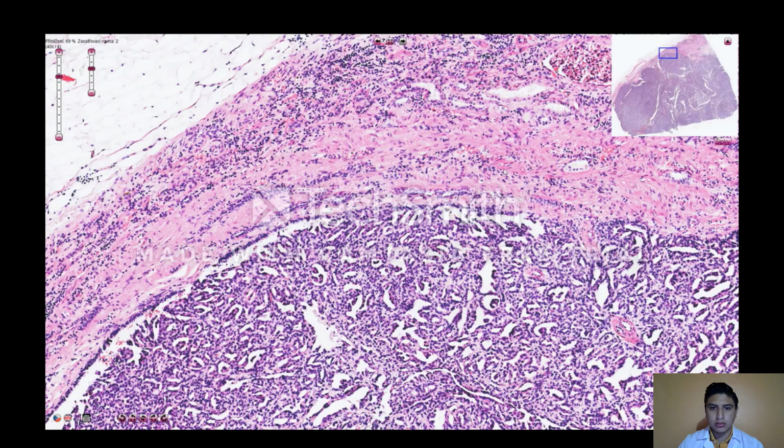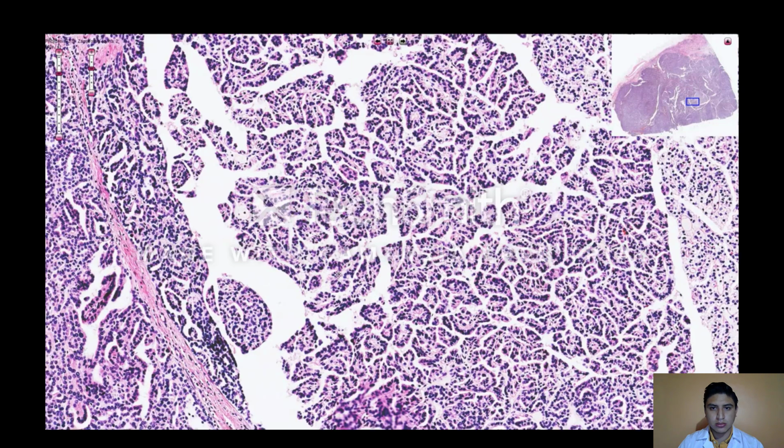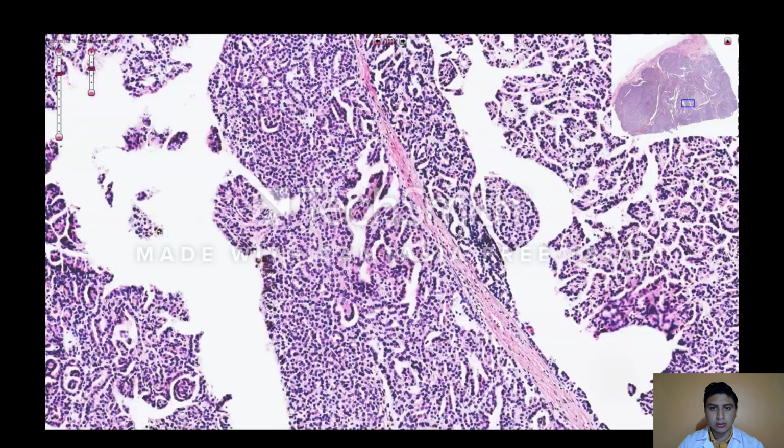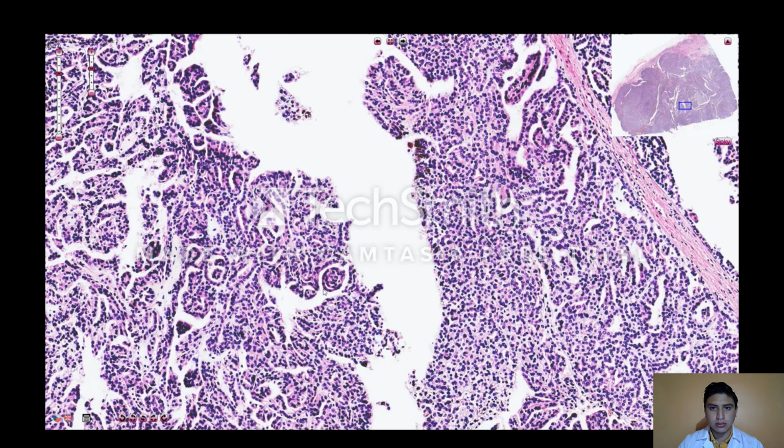It is usually thicker. Here we can see the papillary pattern of growth where the tumor forms these papillary structures lined by neoplastic cells with a central fibrovascular core. It is not uncommon to see other types of growth. Here we have an example of glomeruloid structures that resemble normal renal corpuscles.